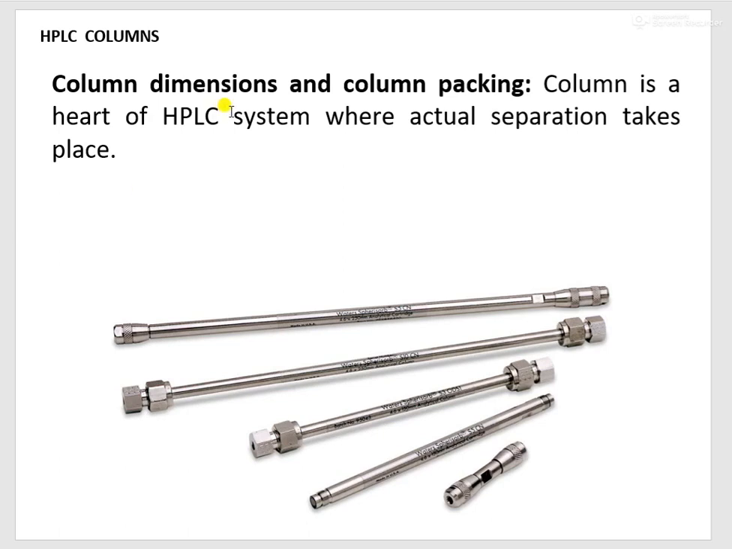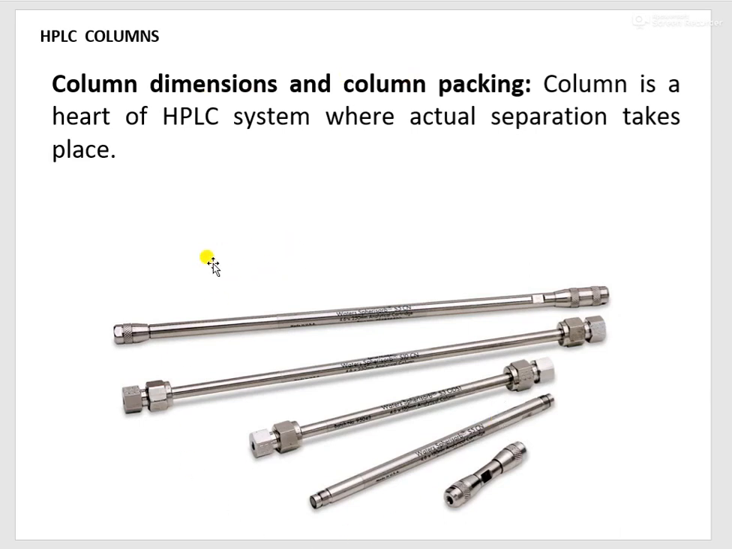Now coming to the HPLC column, that is the analytical column: column dimensions and column packing. First about the column, we will see what general dimensions are preferred in an analytical column and what kind of packing is there in an analytical column. So in the HPLC column, we will discuss column dimension, meaning length and internal diameter, and column packing, meaning what is there inside the column. The column is the heart of HPLC where actual separation takes place.